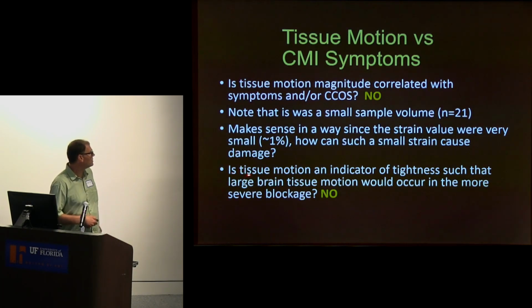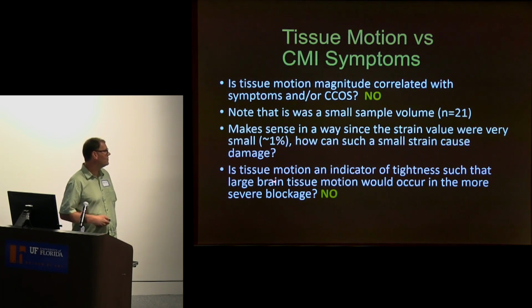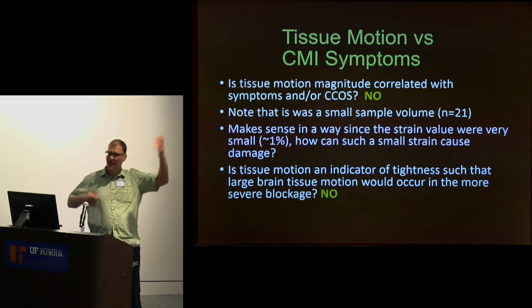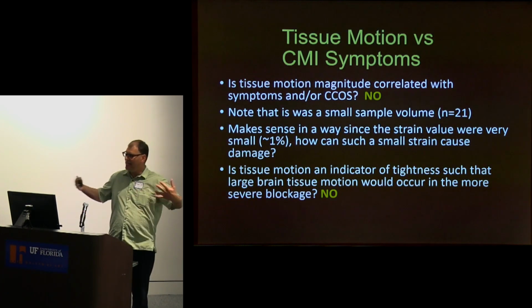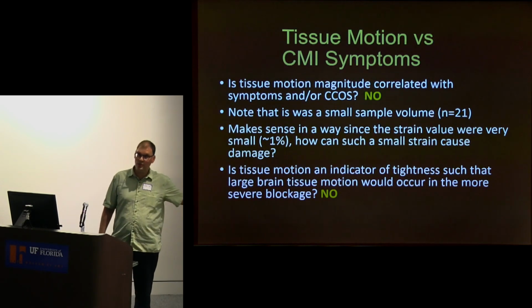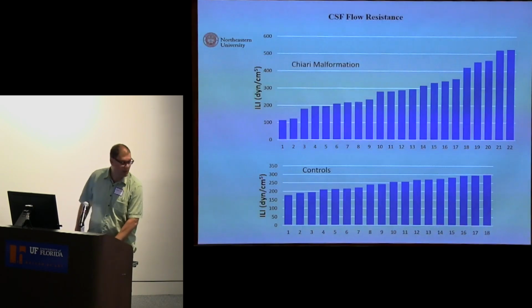So then we asked, is the tissue motion an indicator of tightness, such that large brain motion would occur in a more severe blockage? I did all this work with resistance, and I have all this work with motion. I need to merge the two together. That's what my student has been working on for the last 9 months. I'll tell you the answer right away: the answer is no, they're not related, but I'm going to show you.